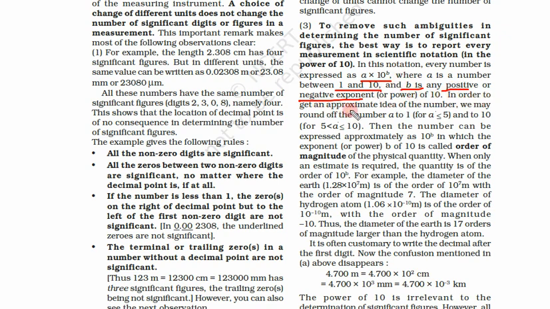Now in order to get an approximate idea of the number, we may round off number a to 1 if it is less than 5. Suppose any number is less than 5, so we can approximate it to 1. If it is from 5 to 10, we can approximate it to 10. So in that case, what we get? Then the number can be approximated as 10 to the power b, in which the exponent or power b of 10 is called the order of magnitude of the physical quantity.